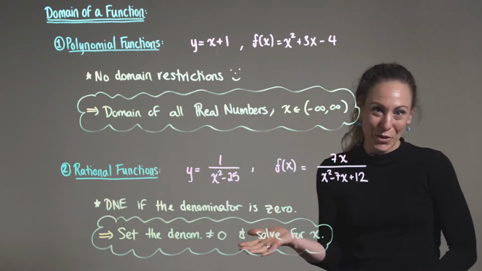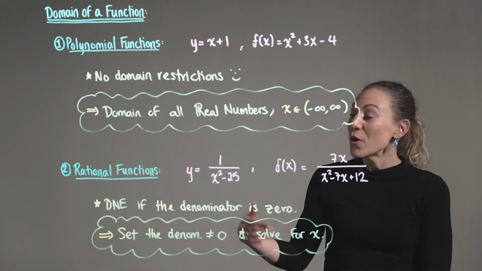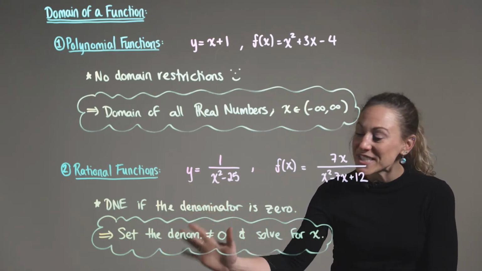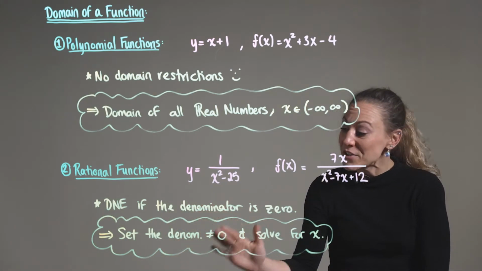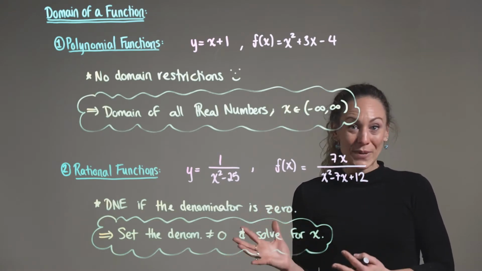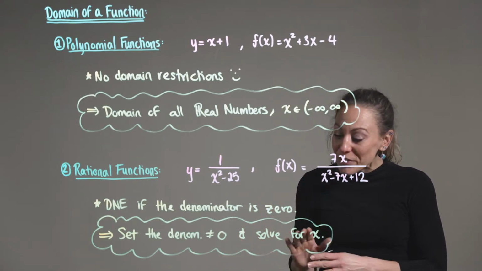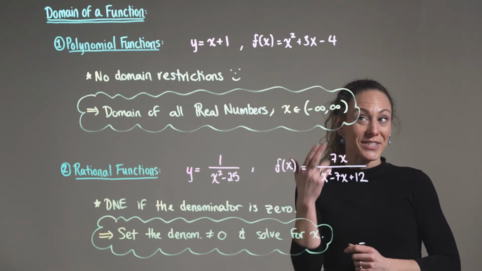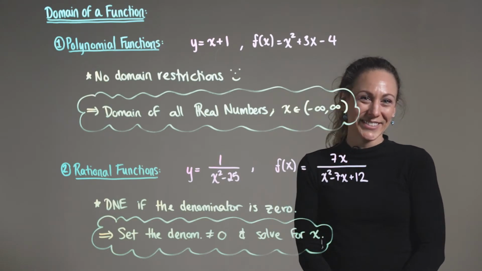So to find the domain for a rational function, we always want to keep in mind that we are going to set that denominator, that bottom, not equal to 0 and solve for x. Once we have these x values, we'll then want to exclude them from the set of all real numbers.